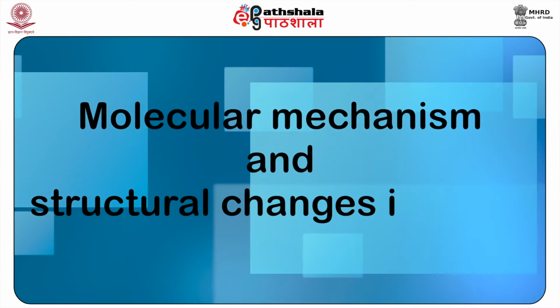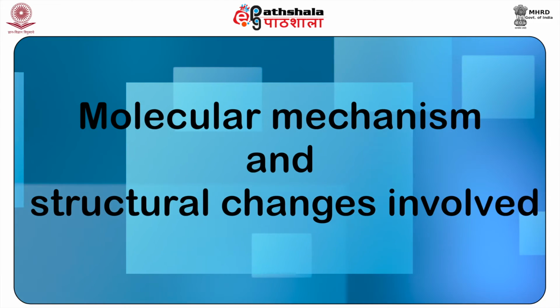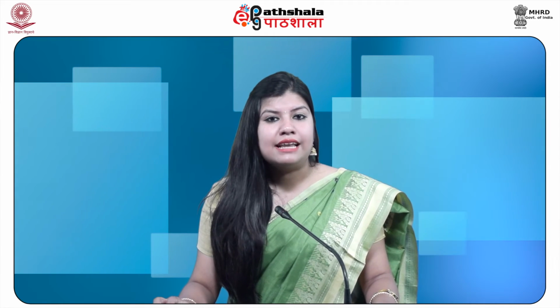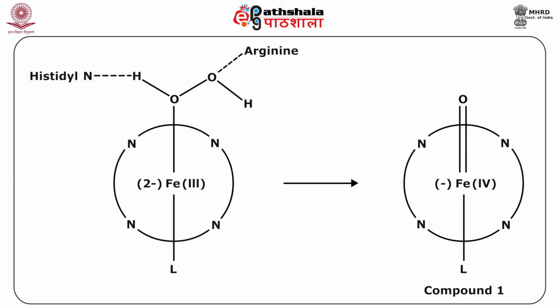So, we shall go into the details of the molecular mechanism and structural changes involved. What happens actually is that during the catalytic reactions, hydrogen peroxide interacts with catalase by displacing a water molecule and coordinating through one of the oxygen atoms. The hydrogen atom bound to the coordinated oxygen gets hydrogen bonded to the nitrogen atom of the imidazole N of the histidinyl residue of the protein chain, thus developing a delta positive charge on the coordinated oxygen.